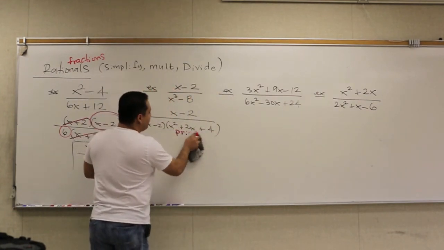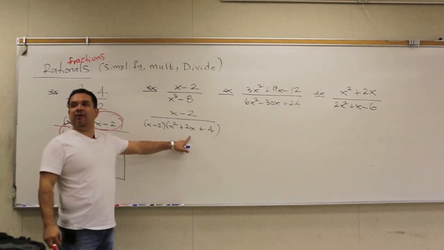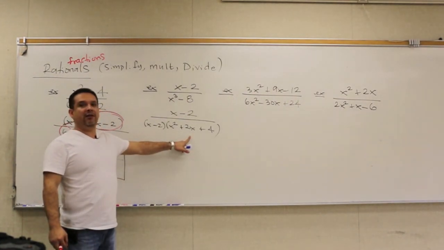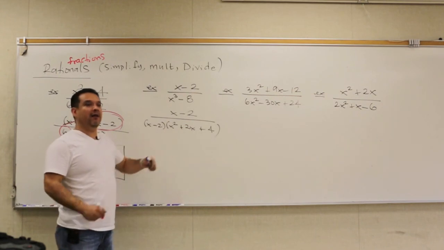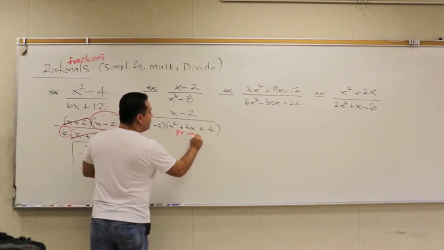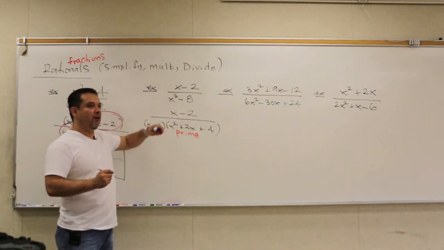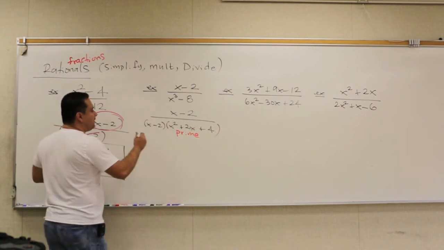Okay, so if this thing's prime, it means we can't factor. So if you factored it, I know some people did, it's not factorable. You factored incorrectly. This is prime. This is always prime when you use the difference or the sum of perfect cubes. Okay?